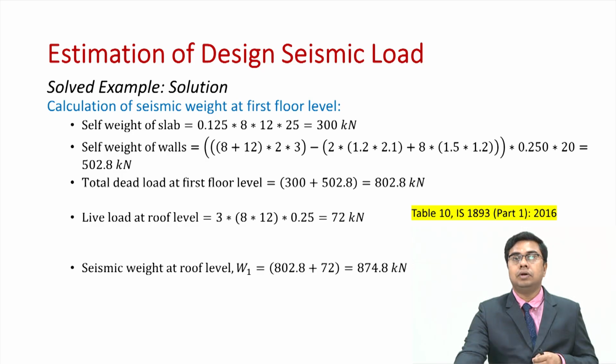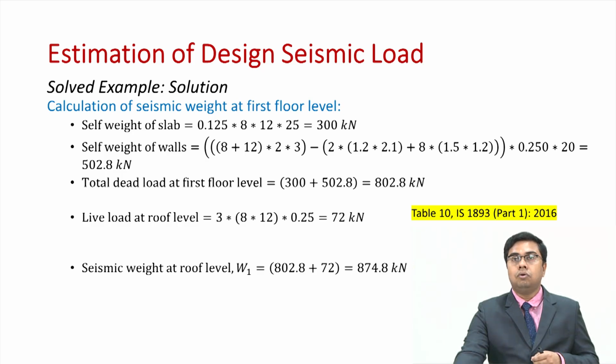Then the live load at the first floor level is calculated. The live load intensity was given as 3 kilonewton per square meter, and the plan dimensions are 8 meters by 12 meters. Then we have 25% of live load contributing to seismic weight as per table 10 of IS 1893.